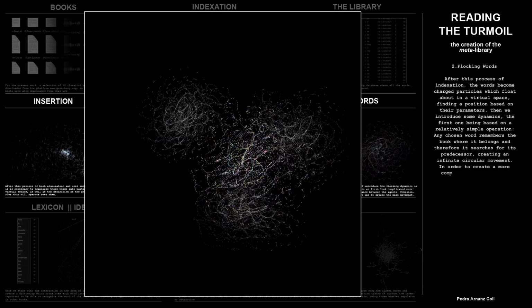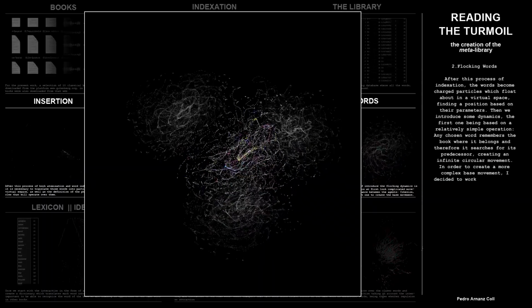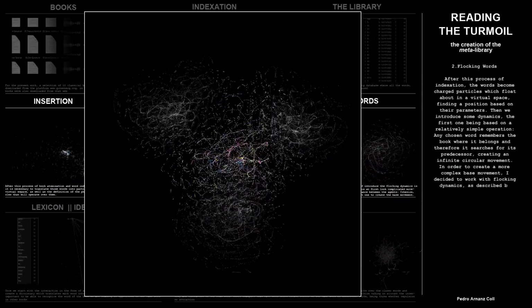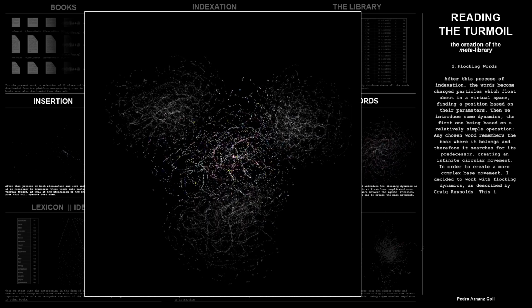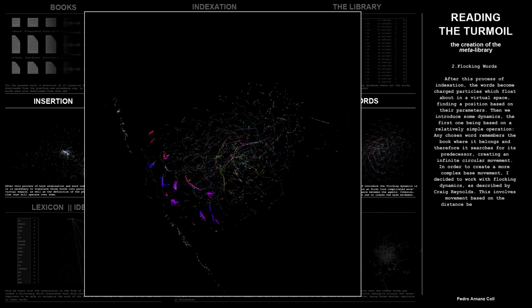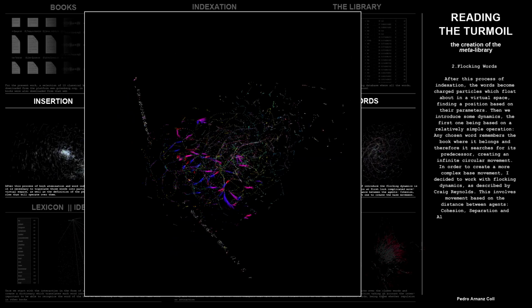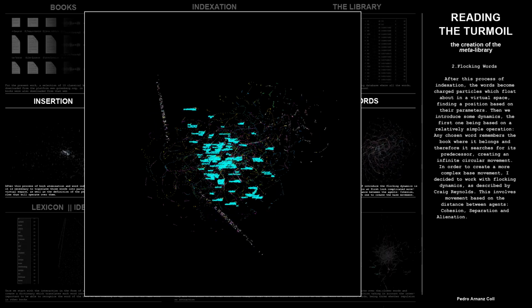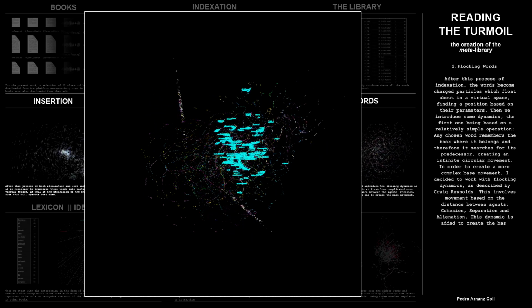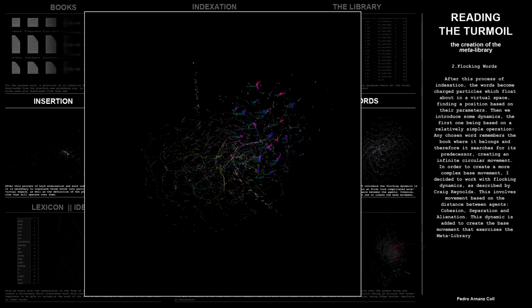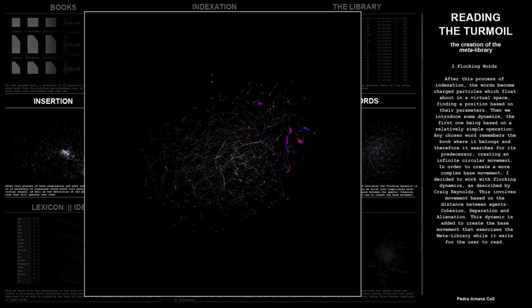In order to create a more complex base movement, I decided to work with flocking dynamics as described by Craig Reynolds. This involves movement based on the distance between agents, cohesion, separation, and alignment. This dynamic is added to create the base movement that exercises the meta library while it waits for the user to read.